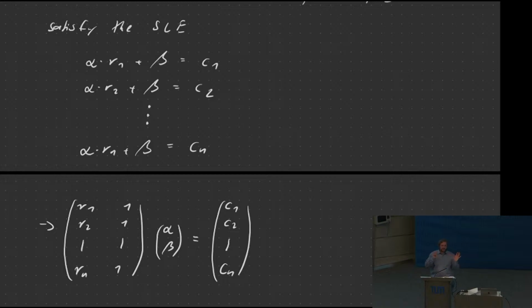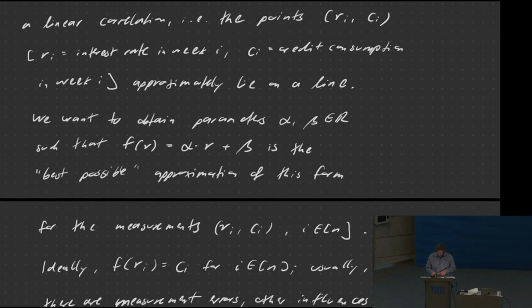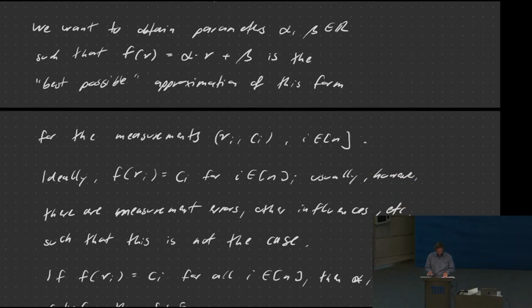Say you have data that's coming from somewhere. In this example, what I used was, I think I used interest rates and credit consumption, right? So RI was the current interest rate, and CI was the credit consumption taken out at that interest rate. And of course, you can measure both, right? The interest rate is published by the banks, and the credit consumption can also easily be seen that way.